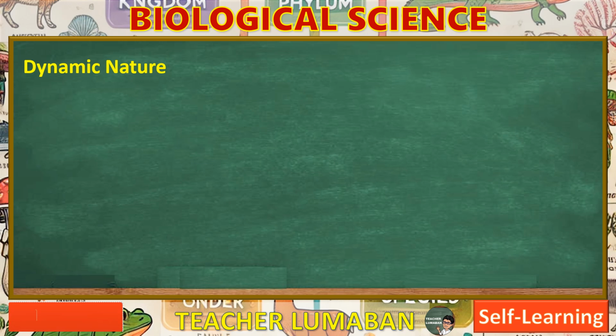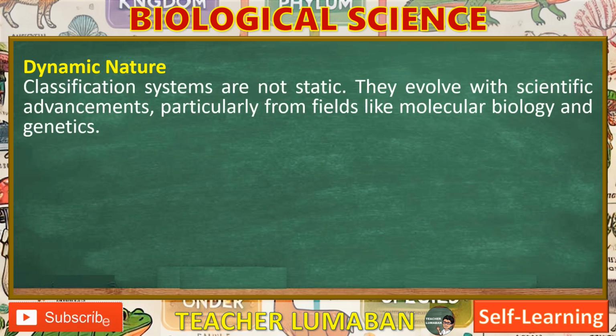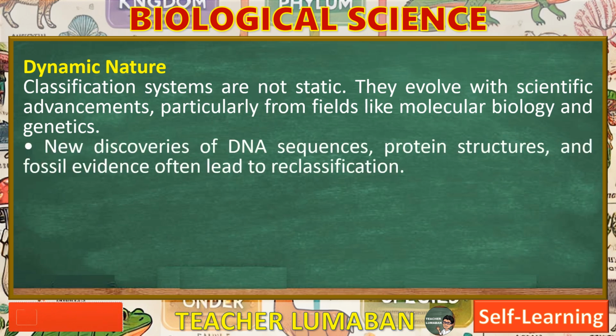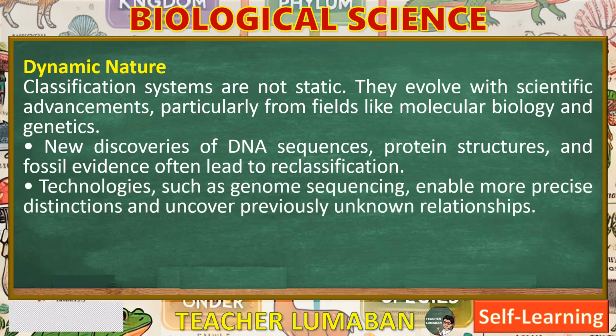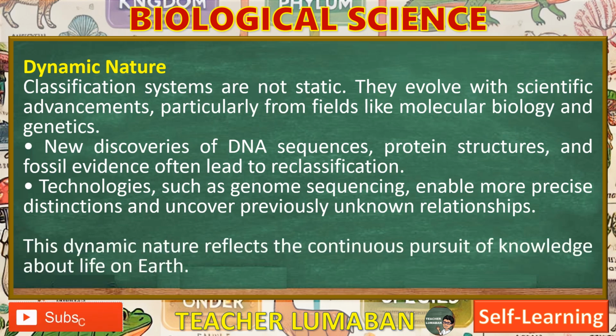Dynamic nature. Classification systems are not static. They evolve with scientific advancements, particularly from fields like molecular biology and genetics. New discoveries of DNA sequences, protein structures, and fossil evidence often lead to reclassification. Technologies, such as genome sequencing, enable more precise distinctions and uncover previously unknown relationships. This dynamic nature reflects the continuous pursuit of knowledge about life on Earth.